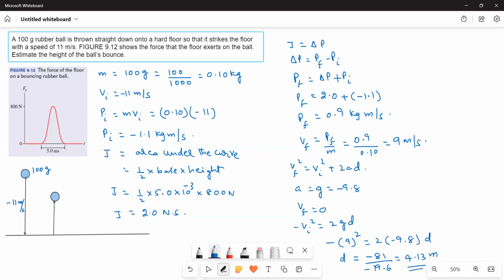This is the answer. You just have to use the momentum impulse theorem to find the answer. This is a multiple concept question. We are using the momentum impulse theorem and also kinematic equations together. Okay, hope this helps. Thank you. Bye bye.